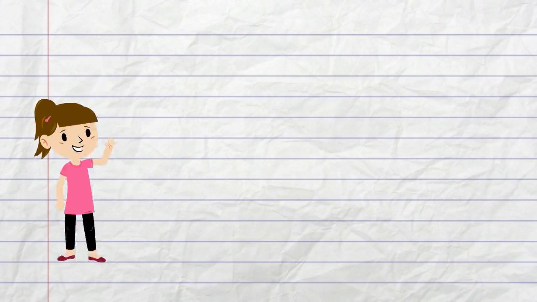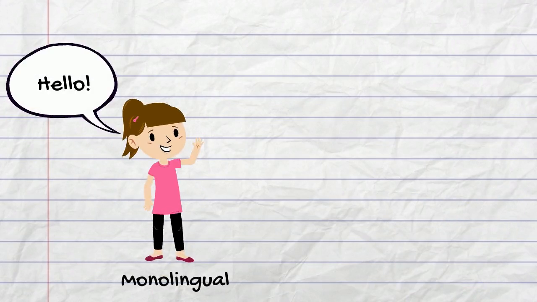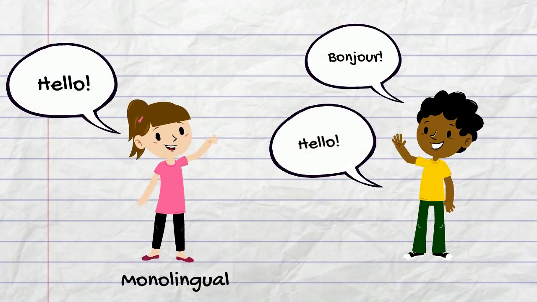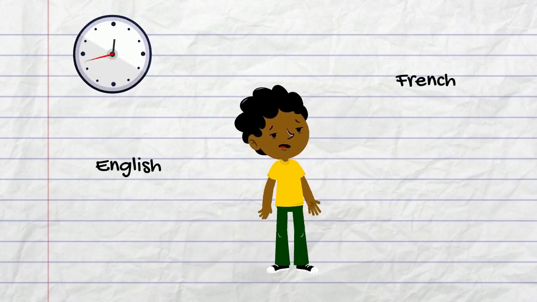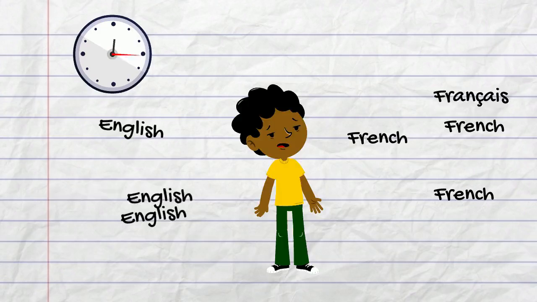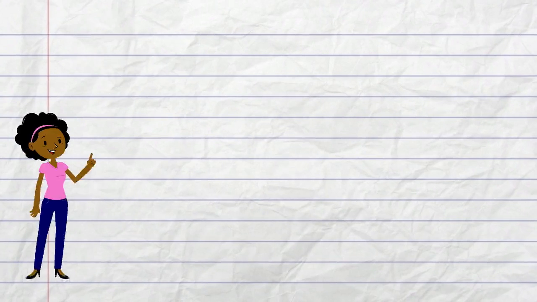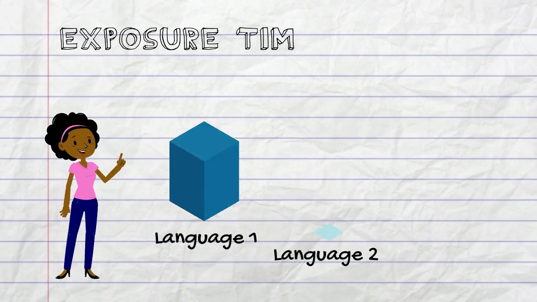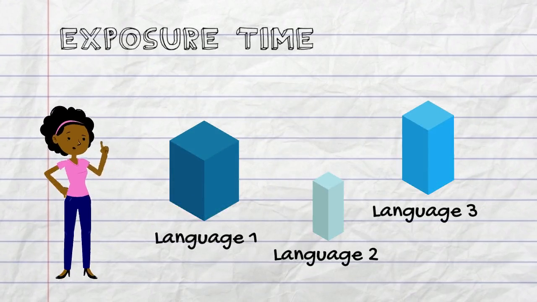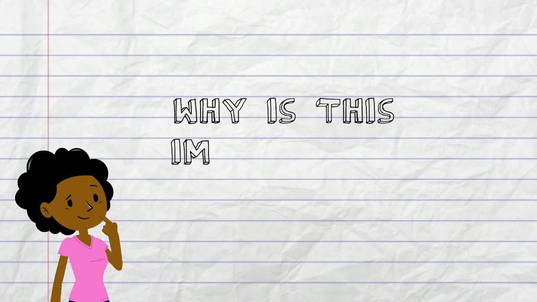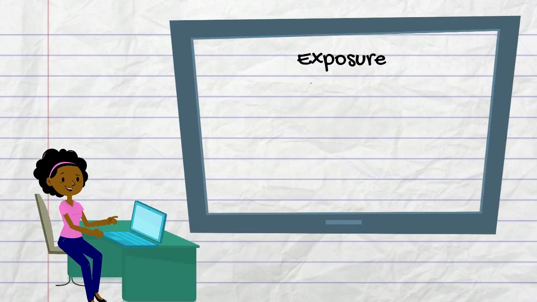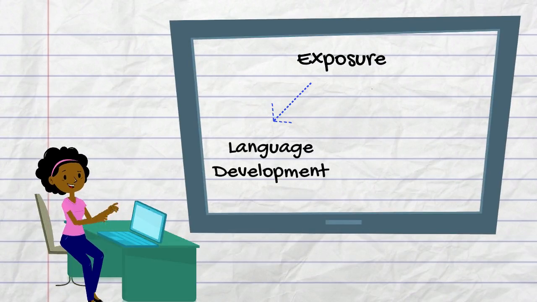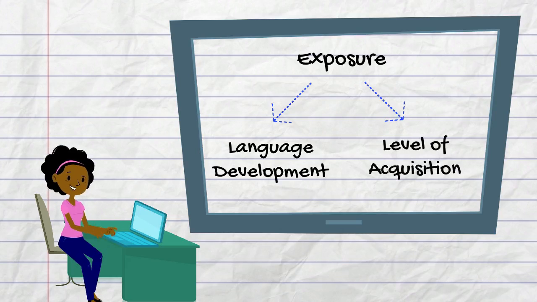When a child learns only one language, they are considered monolingual, and when a child learns two languages, they are considered bilingual. A bilingual child cannot devote as much time to each language as if they were just learning one. Therefore, their exposure time will vary from one language to the other. Why is this important? Because this can have an impact on the child's language development and ultimately their level of acquisition in both languages.